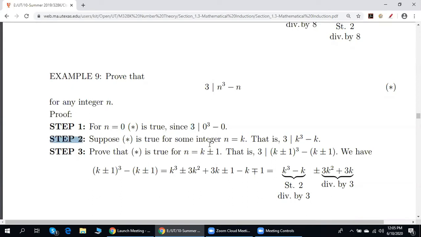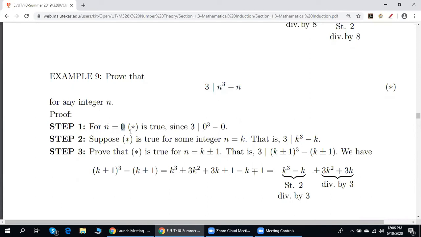Step 2 is basically same as before. We just replace n by k. But then please take a look at step 3. In all previous examples, step 3 was prove something for n is equal to k plus 1. However, over here, we want to prove it for any integer n. Therefore, in step 3, we say the following. Prove this for n is equal to k plus minus 1, which means the following. We start with n is equal to 0. From 0, we can go in both directions.